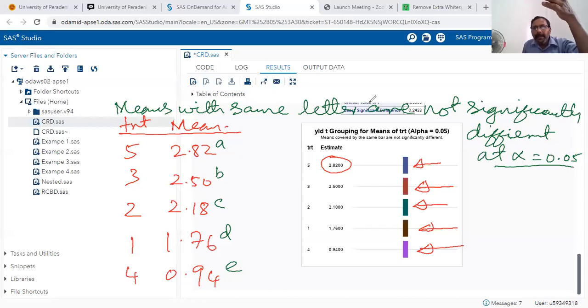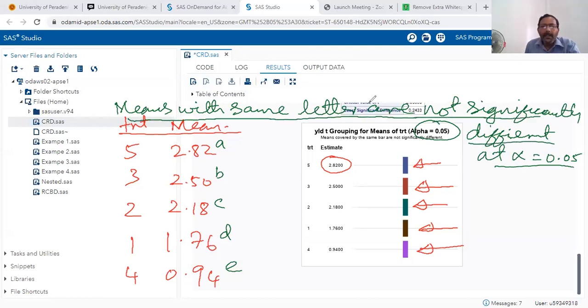In this case, alpha is 0.05. In the table, the alpha is 0.05. Here also it's given. So write down this very carefully. Means with the same letters are not significantly different. You go home, study, and come back. Right? So I have put A, B, C, D. Means with the same letters are not significantly different.